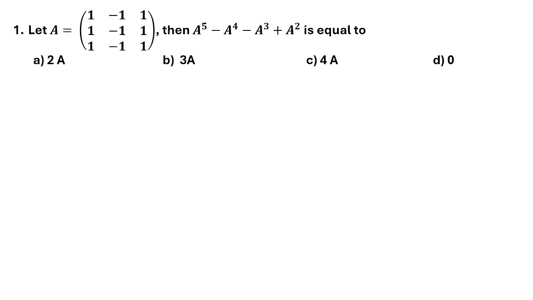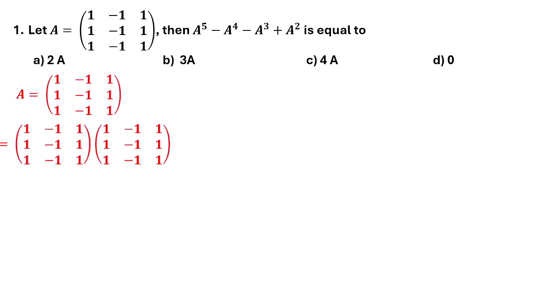Let A be the given matrix, and find A power 5 minus A power 4 minus A cube plus A square. Be careful: whenever questions are asked for 1 mark or 2 marks, they will never ask you to find A power 5. It is not easy for you. Therefore, there will be some connection between A square, A cube, A power 4 and A power 5 as per the given matrix. Let us try to find it now.